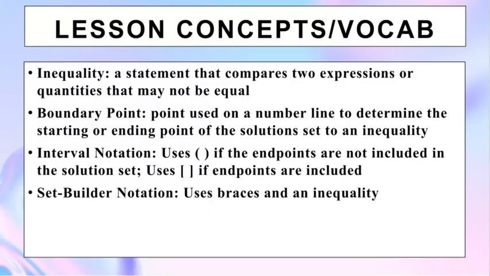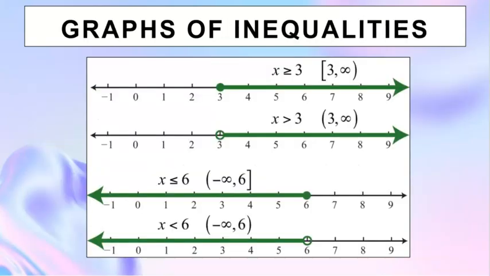And then there's different ways to write them. You can put the solutions in interval notation. In interval notation, you can use parentheses if the endpoints are not part of the solution, or you can use brackets if the endpoints are included. Now they could also be a combination of both. And then you have set builder notation, which uses braces and an inequality. So let's take a look at some examples here.